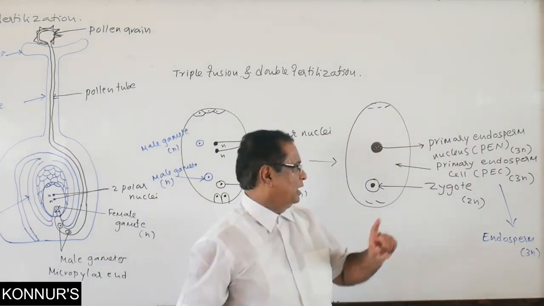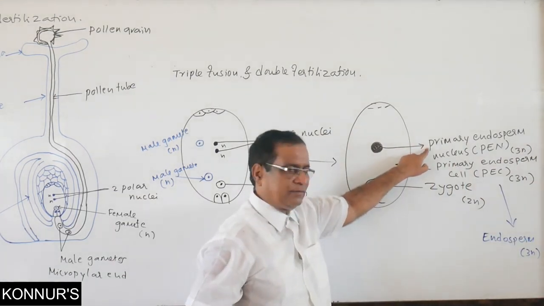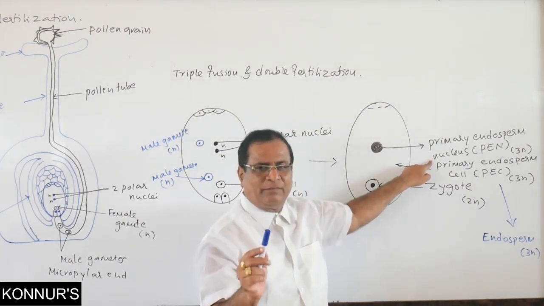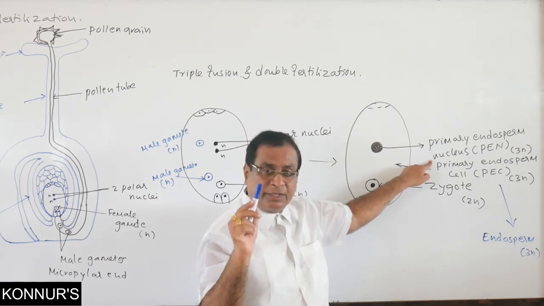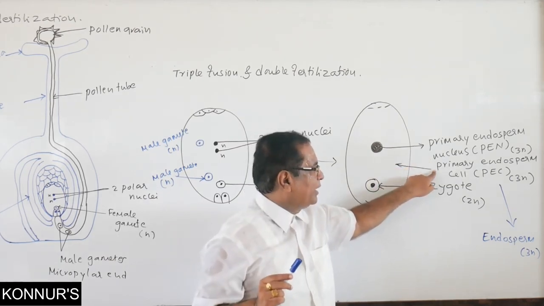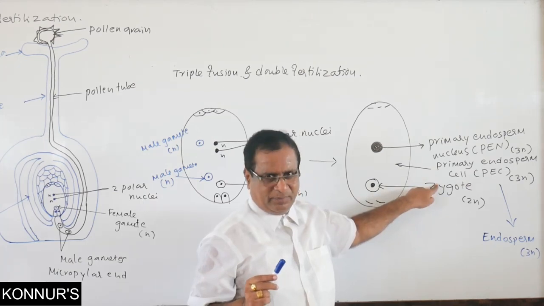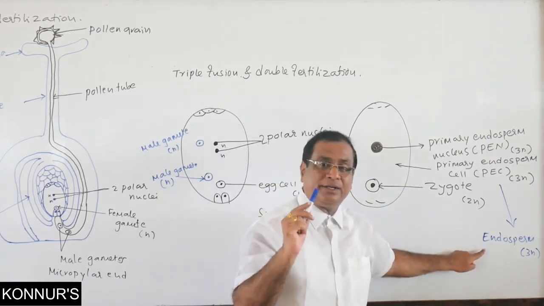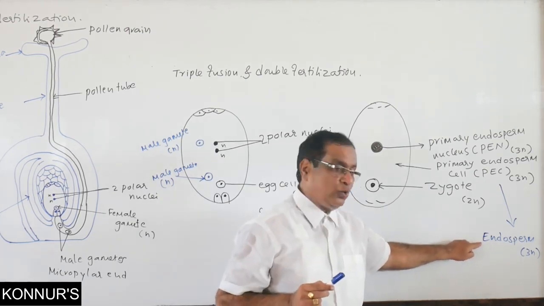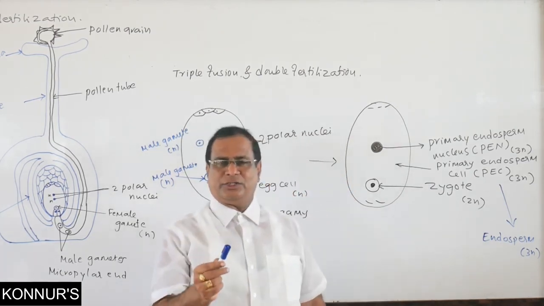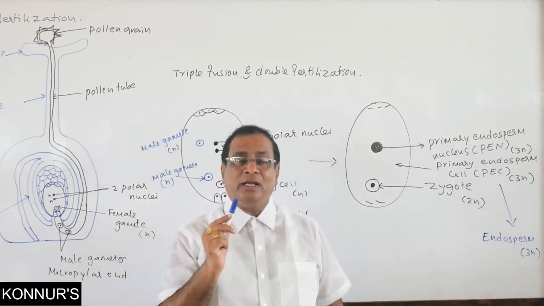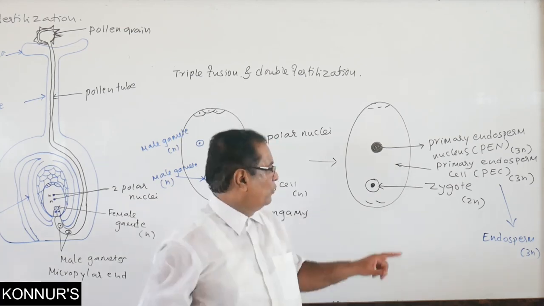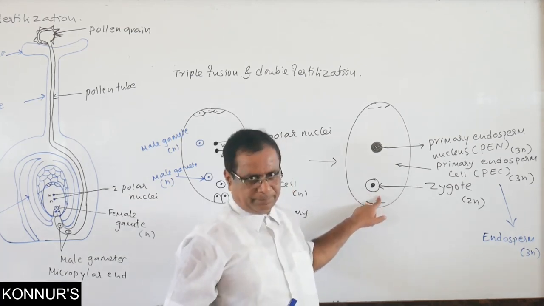The example for triploid nucleus, primary endosperm nucleus. The example for triploid cell, primary endosperm cell. And the example for triploid tissue, that is endosperm, is a nourishing tissue. It provides nourishment during the development of embryo from the zygote.